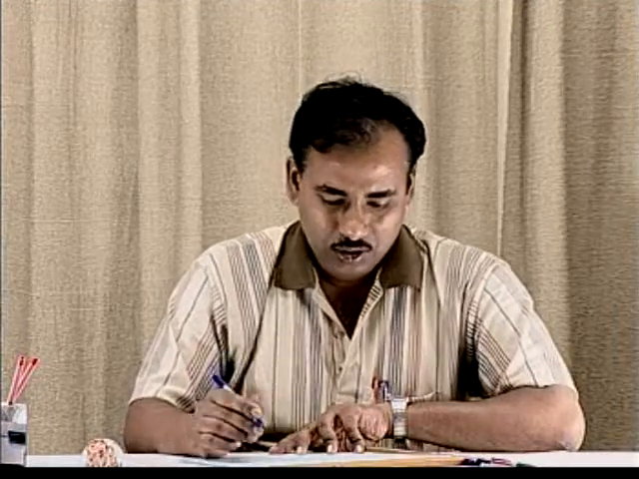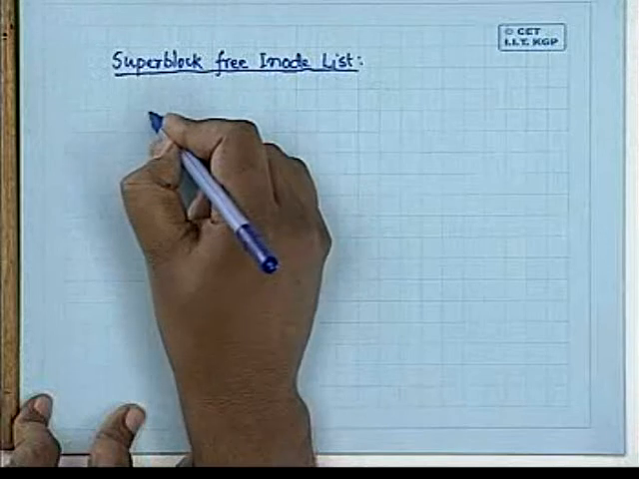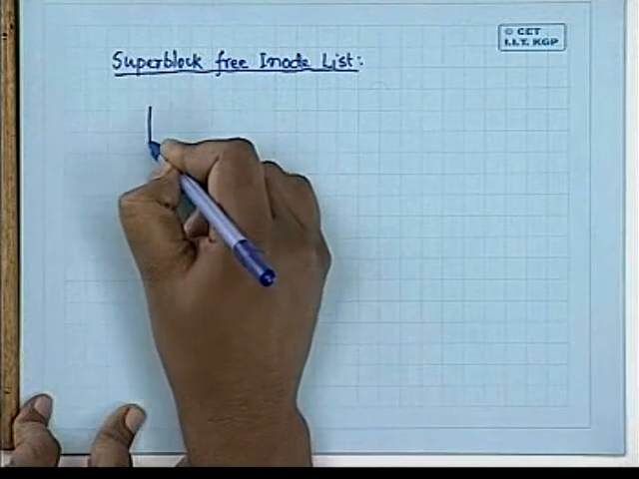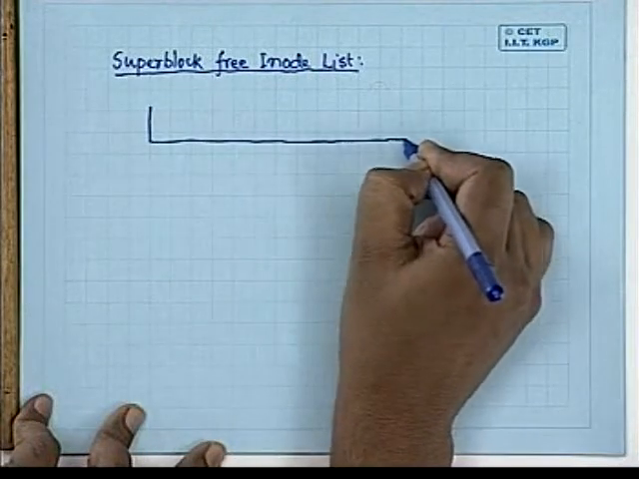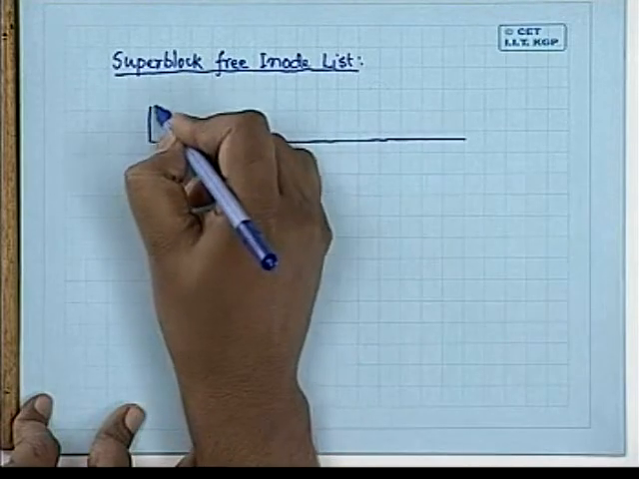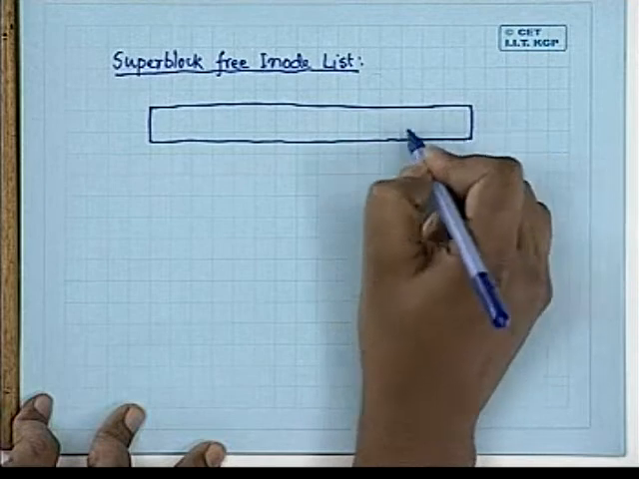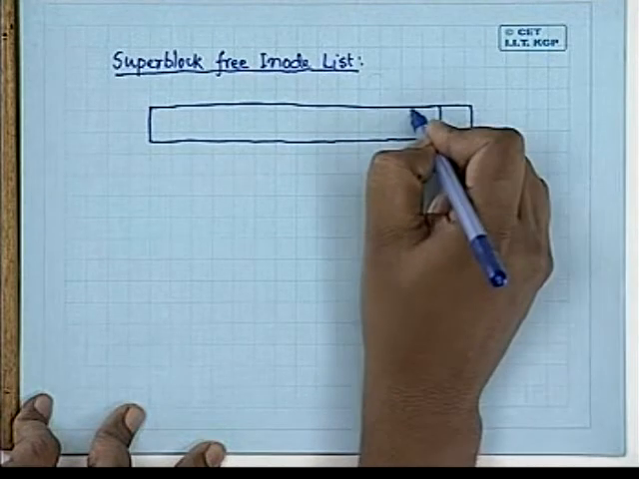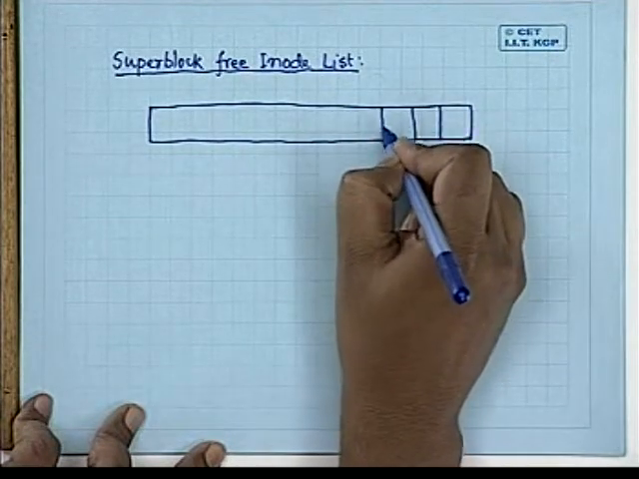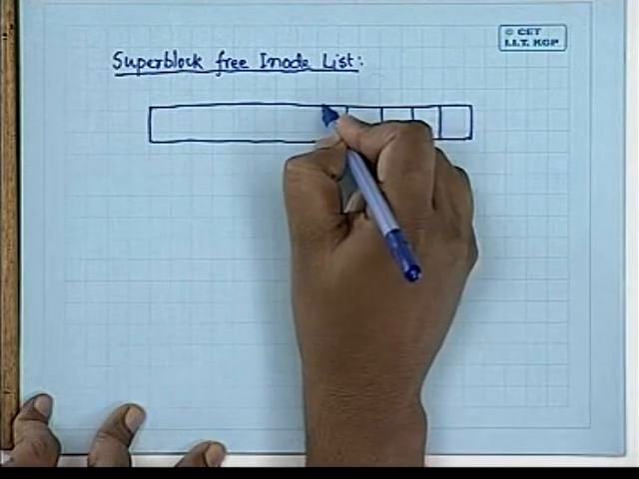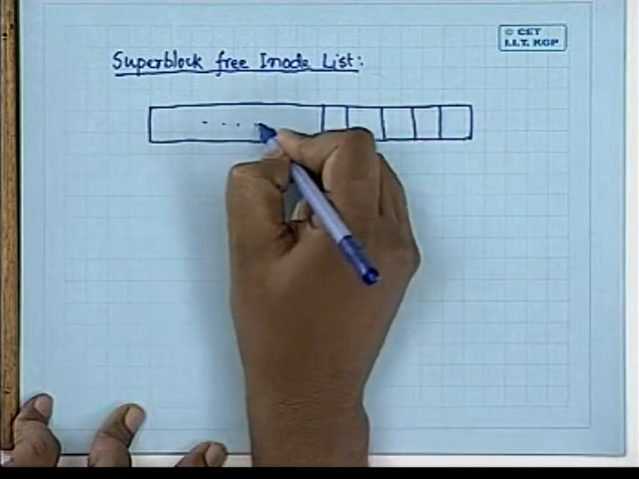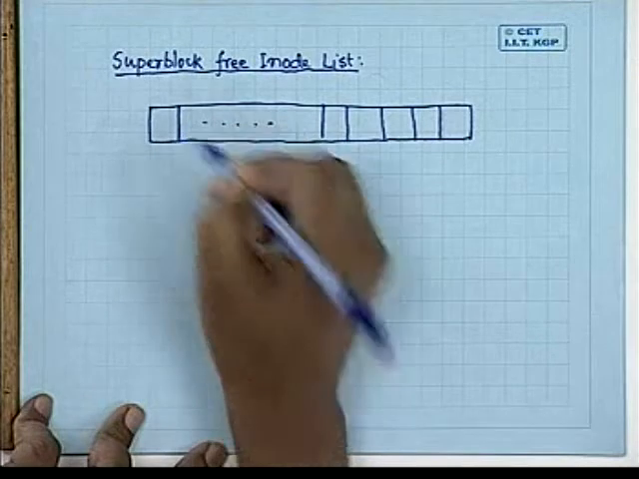Okay, so the superblock free inode list is maintained like this, because this is nothing but a list of integers, because every inode number is an integer. So it contains a number of entries where every entry will be filled up by an integer number.